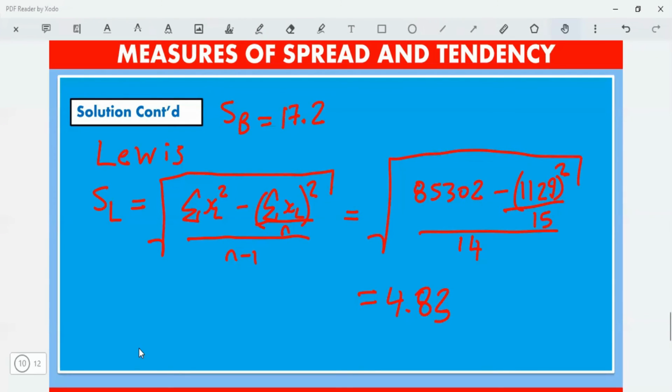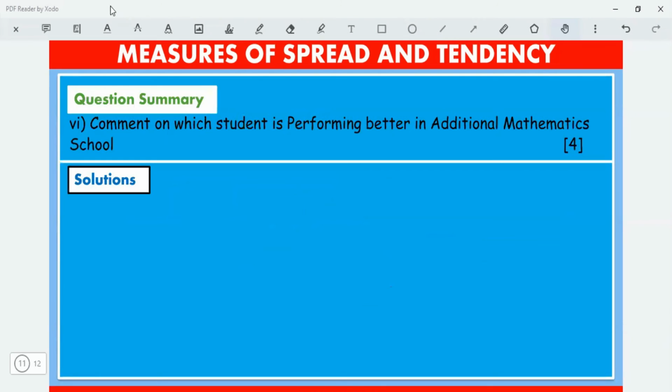Now, that is crazy. That is saying that Lewis's scores deviate from the mean very little, 4.83. That's fantastic. So Lewis is way more consistent with his scores. It says comment on which student is performing better in additional mathematics at school. So who is performing better? It's evident Lewis is performing better.